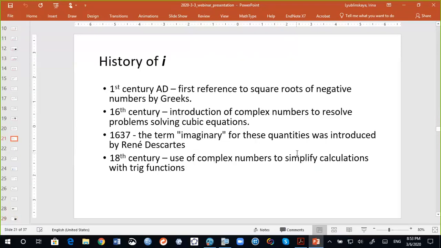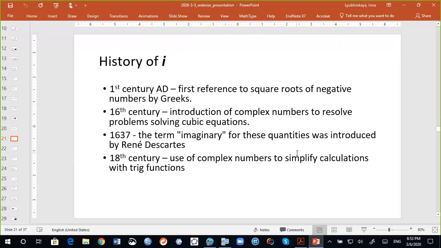So imaginary i, actually, it's not that recent a discovery. We can find references to the imaginary numbers in the 1st century AD, where Greeks were referring to negative numbers and taking square roots of those numbers.